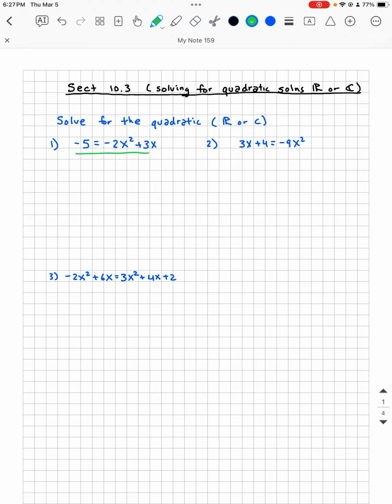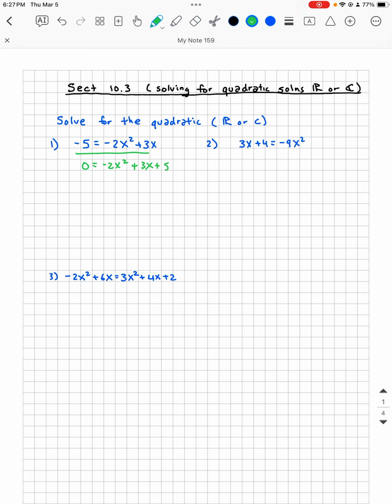Okay, so first things first, we're going to move everything to one side, so that we have a quadratic set up. We're going to move everything over to the right-hand side in this case. 0 is equal to -2x squared plus 3x plus 5.